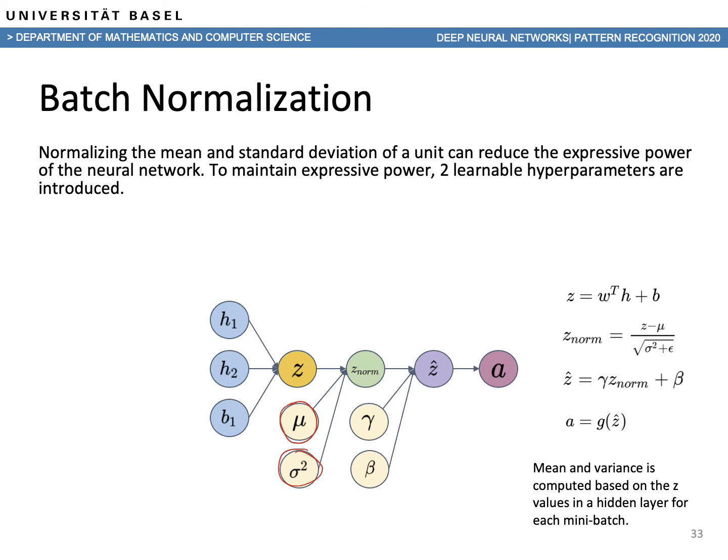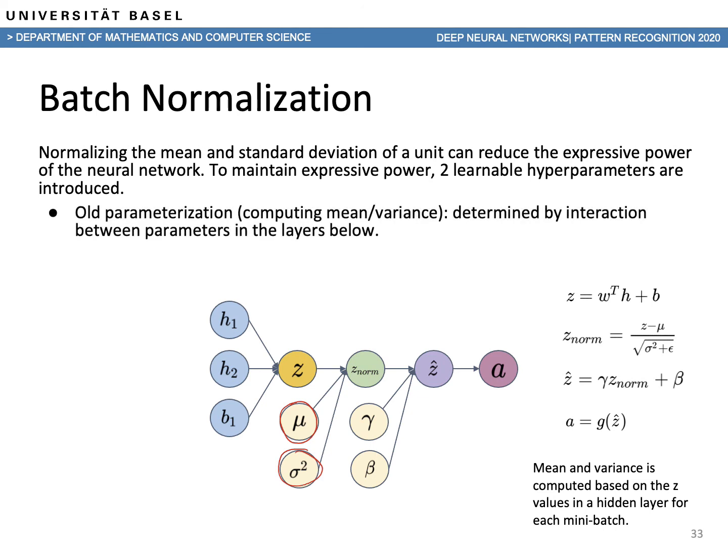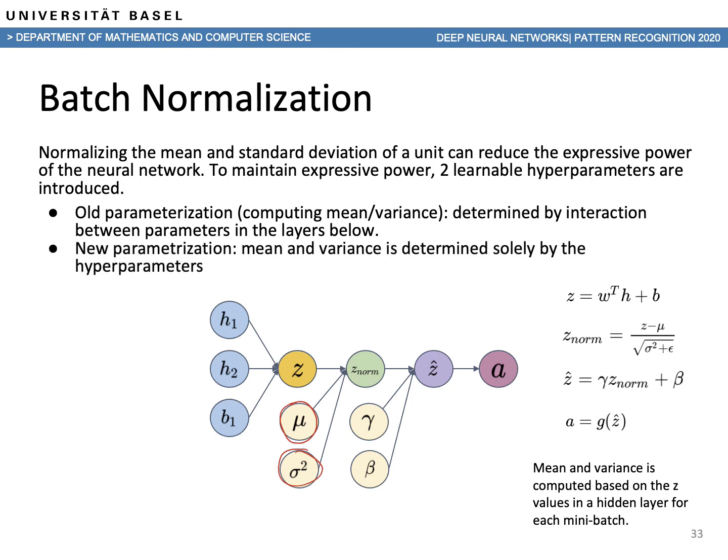And one way to look at it is that in the old parameterization, the mean and variance were determined by interaction between parameters in the layers below. And then there is a new parameterization where the mean and the variance are determined solely by these 2 parameters, gamma and beta. So these are 2 learnable parameters.